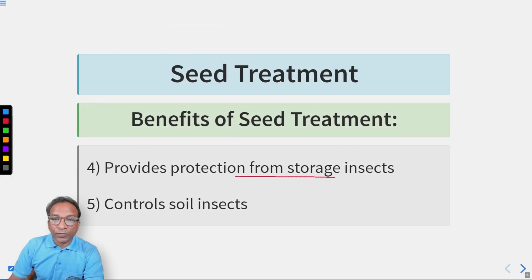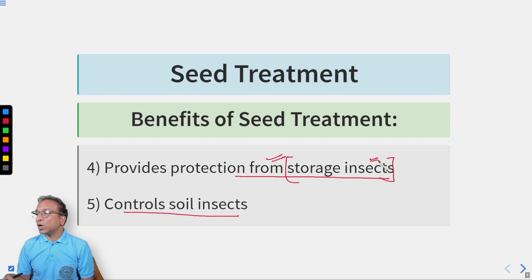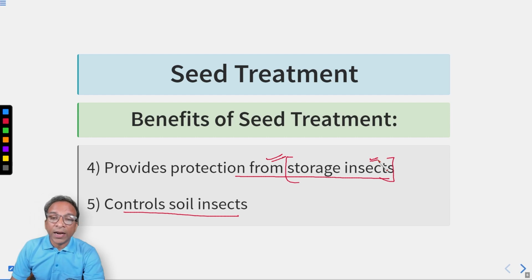It provides protection from storage insects and controls soil insects. When we store our seeds, sometimes we see that the box has some insects and their eggs. Where are those eggs? Those eggs are present inside the seeds even, right? So while doing this seed treatment, we are protecting our seeds from storage insects.